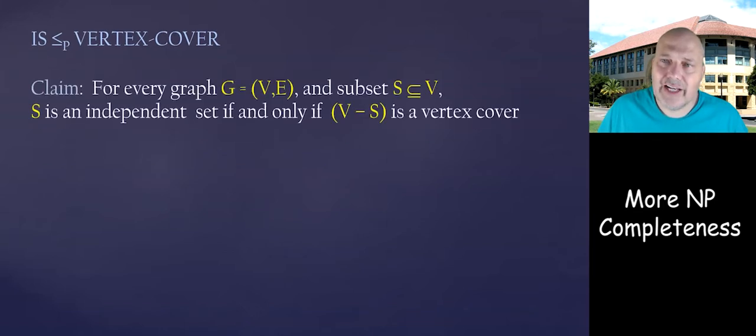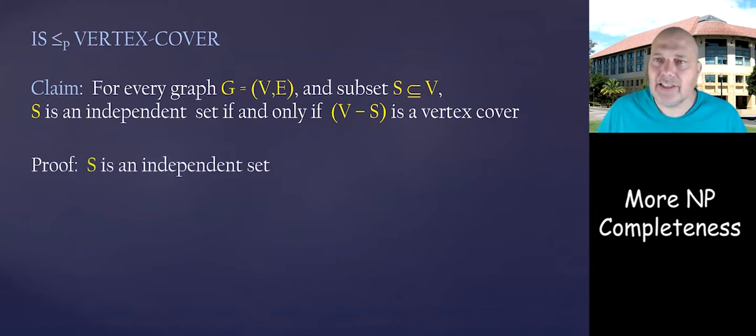So here is the claim that would help us. For every graph G and every subset S, I want to claim that the set S is an independent set if and only if its complement is a vertex cover. So S is an independent set if and only if V minus S is a vertex cover.